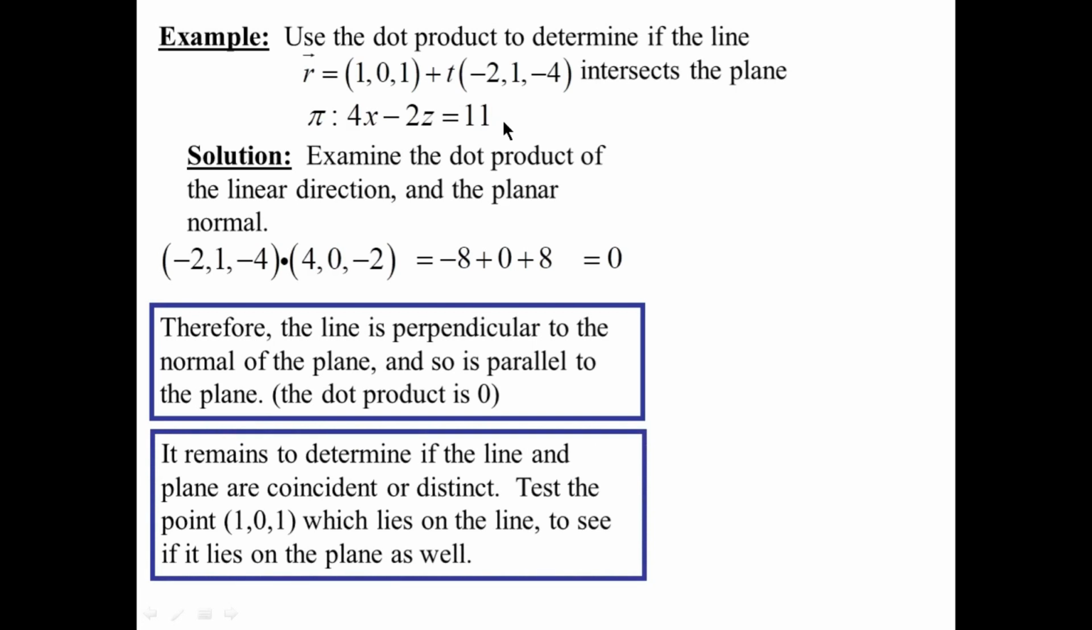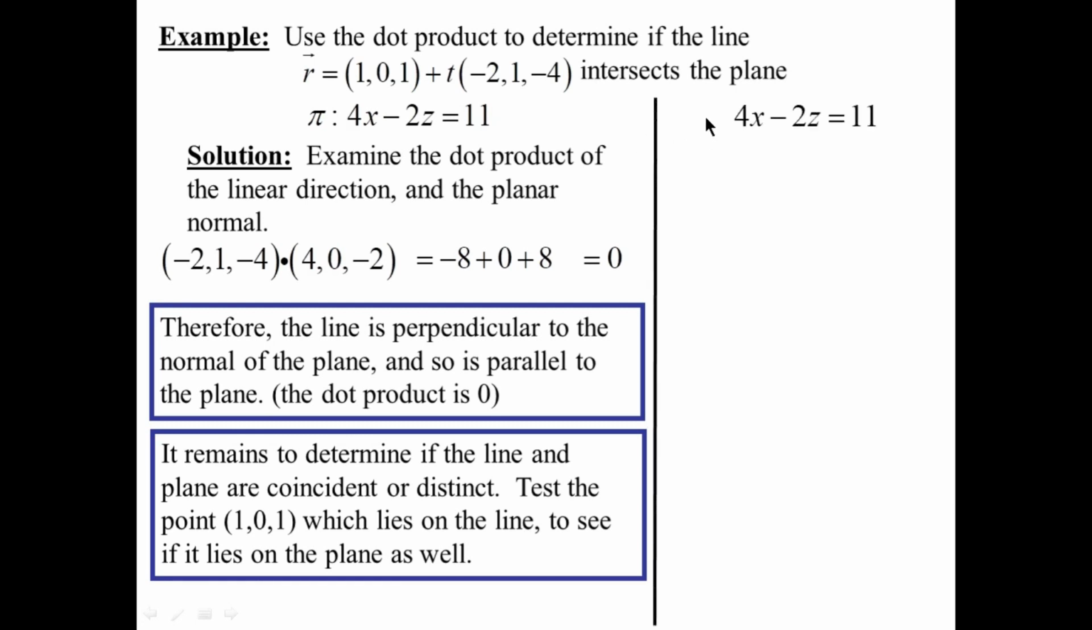It remains to determine if the line is coincident or distinct from that plane. In other words, does it lie within the plane or is it parallel to the plane but distinct from it? So we'll test a point from the line and see if it's on the plane or not. So this point 1, 0, 1 is from the line. Let's plug it into the plane and see if it satisfies.